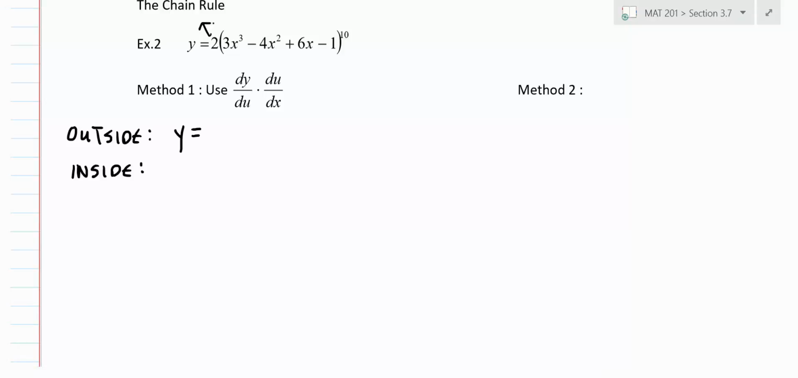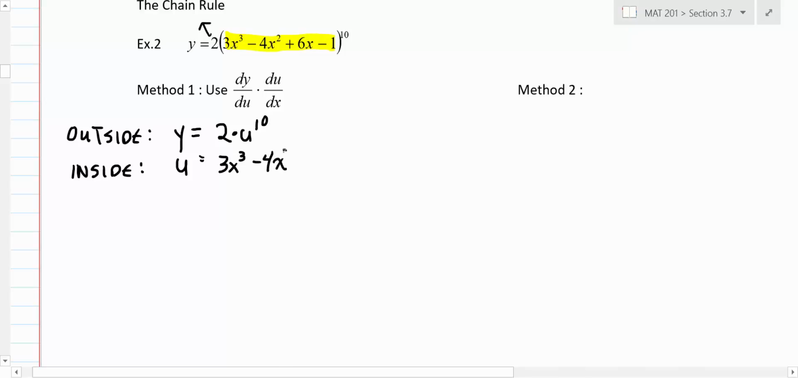Something to the 10th, right? So what we're going to say, and we can go ahead and put the 2 there, is that's y equals 2u to the 10th like that. Now, what do you think the inside function is? What's buried inside of that mess? That thing. That's the inside. That's what's embedded inside. So now you say u is equal to just the part that I highlighted, not the 2, so you're going to have 3x to the 3rd minus 4x squared plus 6x minus 1. That's how you set the problem up. The big function and what's inside.